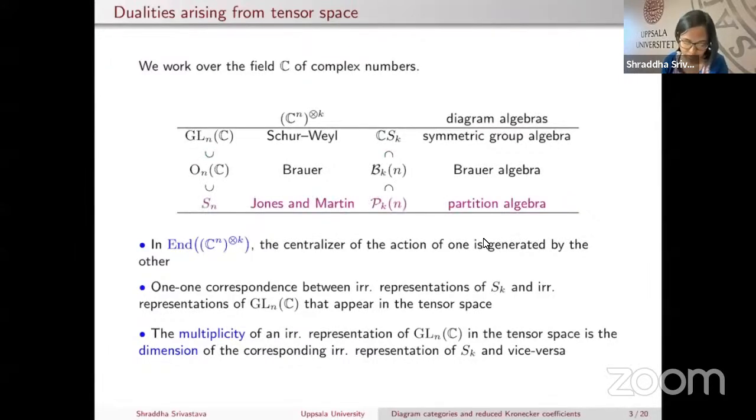And Jones and Martin independently restricted the action of O(n) to the symmetric group Sn, which sits here as the n by n permutation matrices. And then they showed the Schur-Weil duality between the symmetric group Sn and the so-called partition algebra. So in this talk, we are going to look at the partition algebra in some detail.